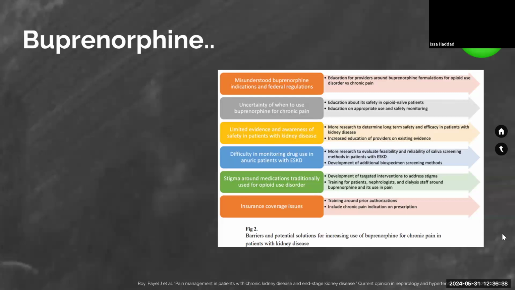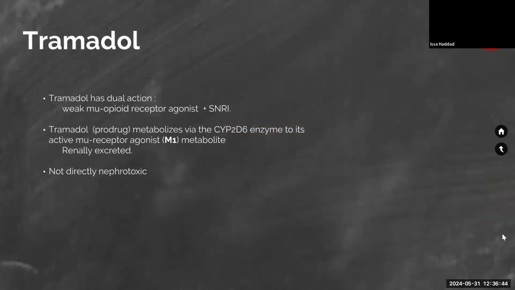Because this is obviously a field with maximum misunderstanding. Then comes tramadol. Tramadol has dual action. It's somehow classified as a weak opioid, but it is also an SNRI, and that's why it's in a different category on its own. And many people would come and ask you, is tramadol okay for me?